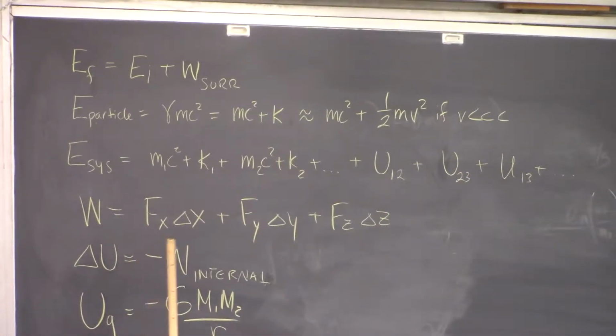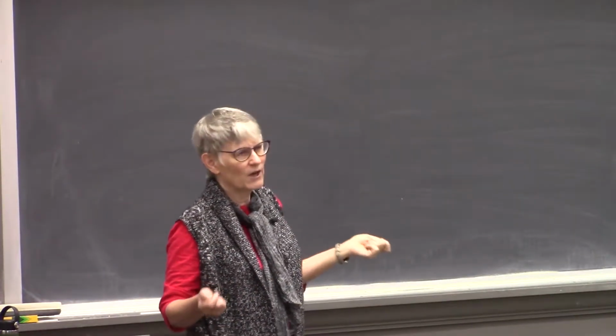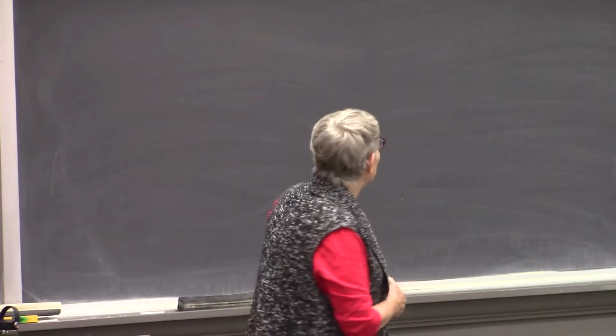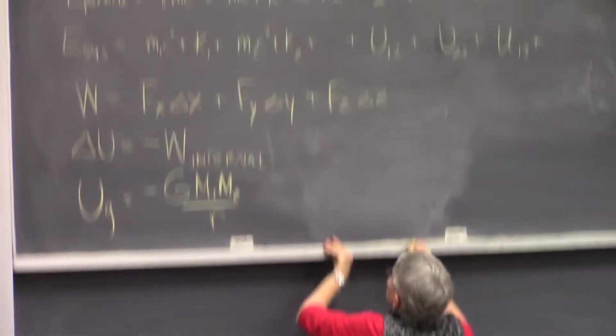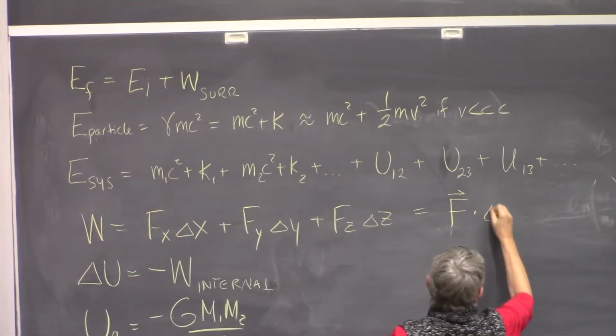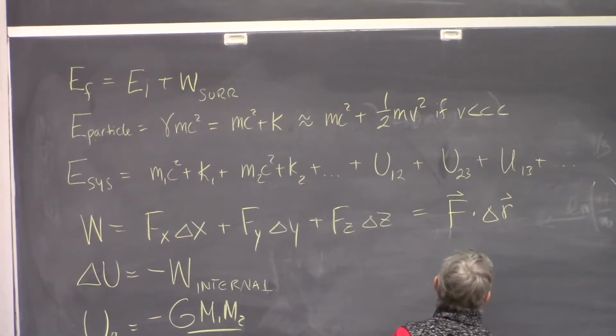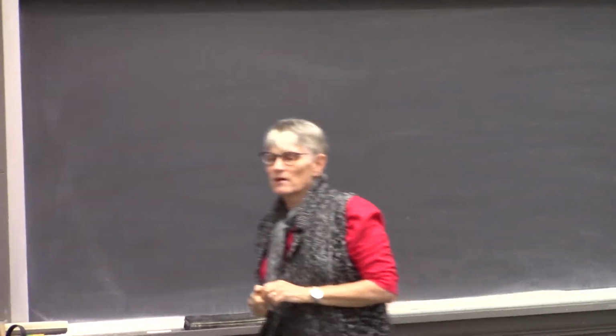And work is the sum of Fx, the force exerted in the x direction times the displacement in the x direction, plus Fy delta y plus Fz delta z. We can write this, of course, as F dot delta r, where that's the vector dot product.